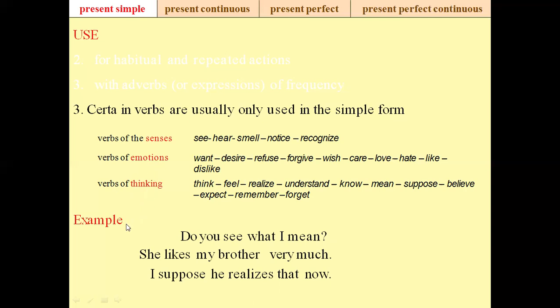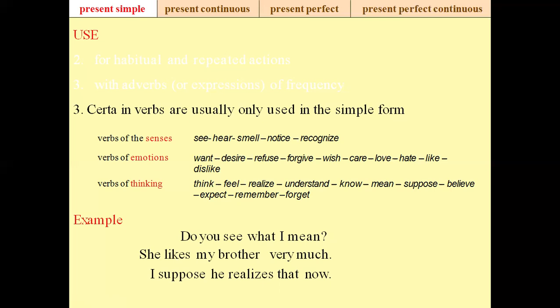Now we will see the examples. Do you see what I mean? Here, see is a verb of the senses, and it is used in the simple present tense. She likes my brother very much. Here the verb is likes, and it is a verb of emotion.